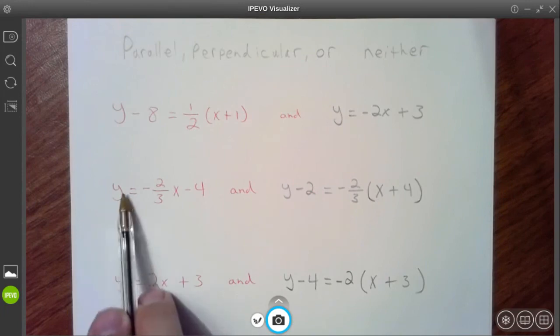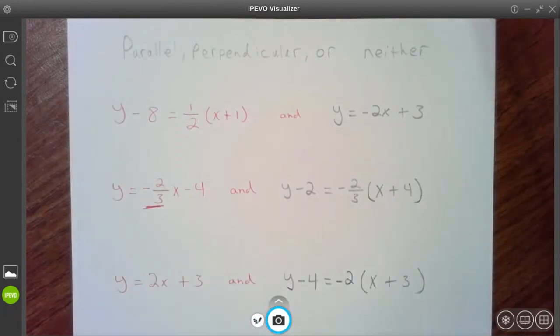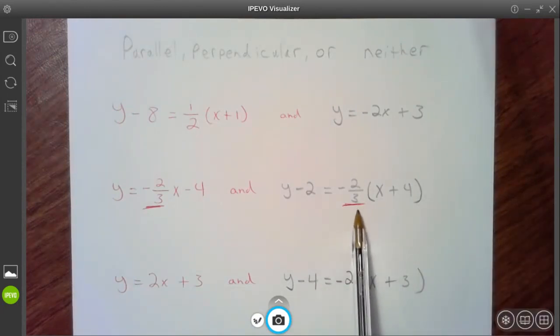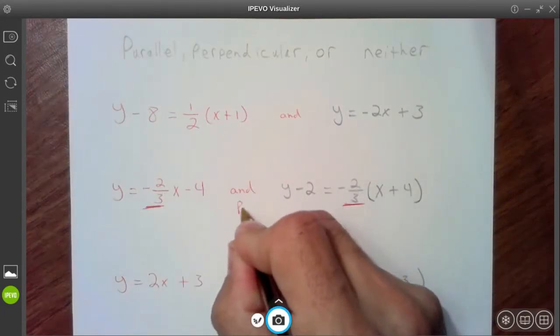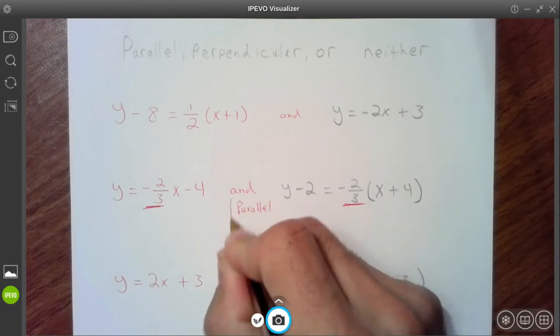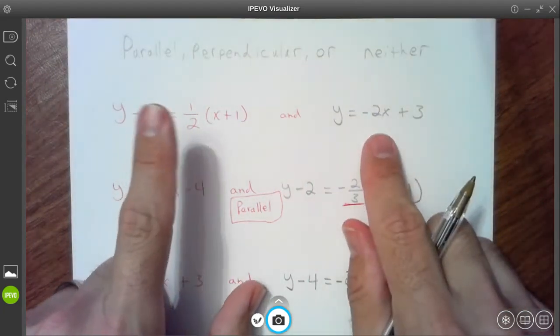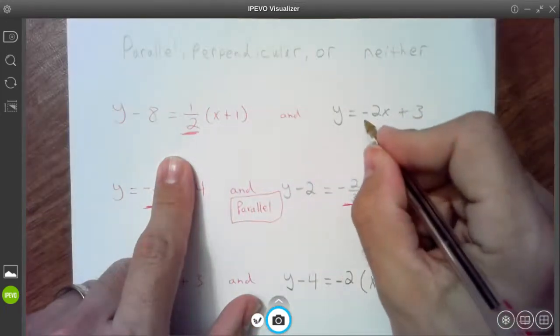If I look at this second option here, the slope is negative 2/3, and the slope over here, this one's in point slope form, is also negative 2/3. That would tell us that these two lines are parallel to each other. That's all you're doing, identifying whether they are parallel, perpendicular, or neither. And you don't have to graph it to find out. That'd be crazy.